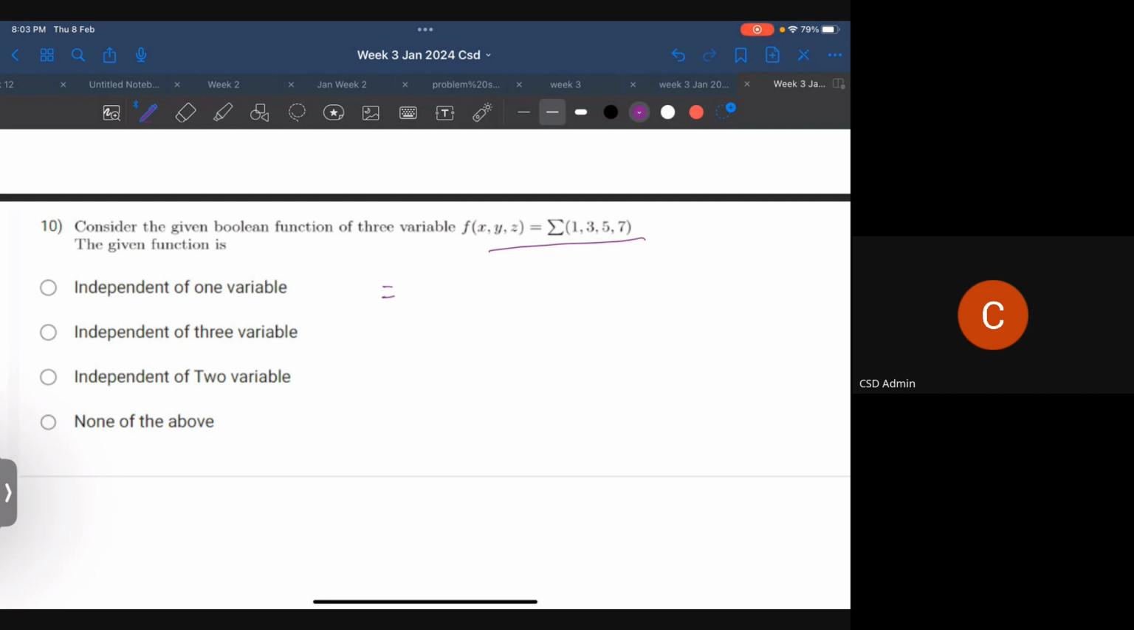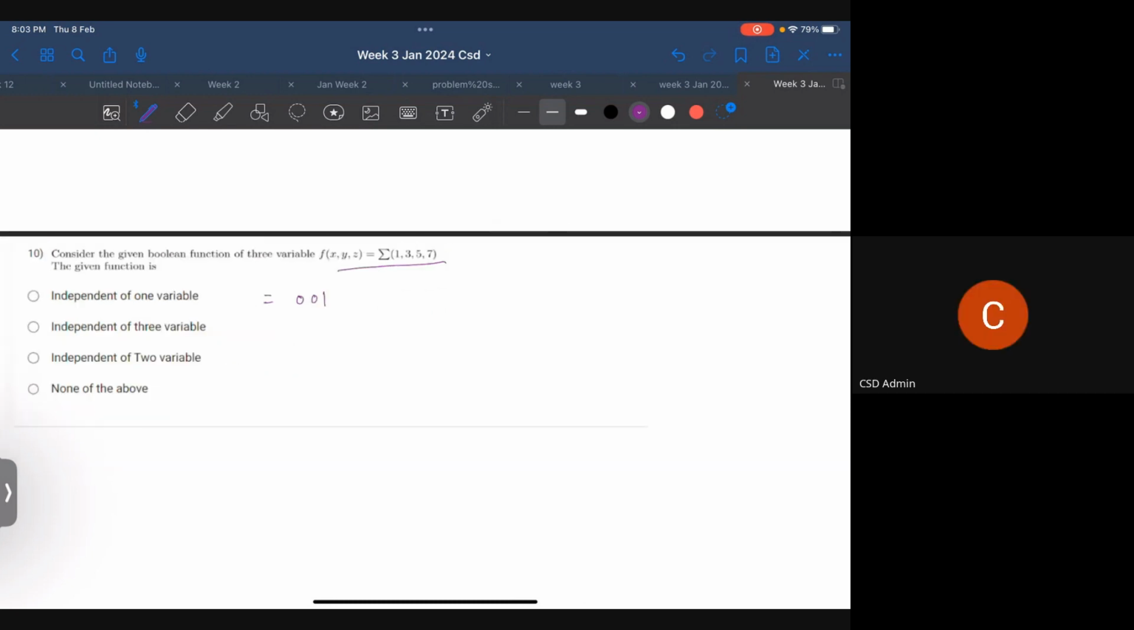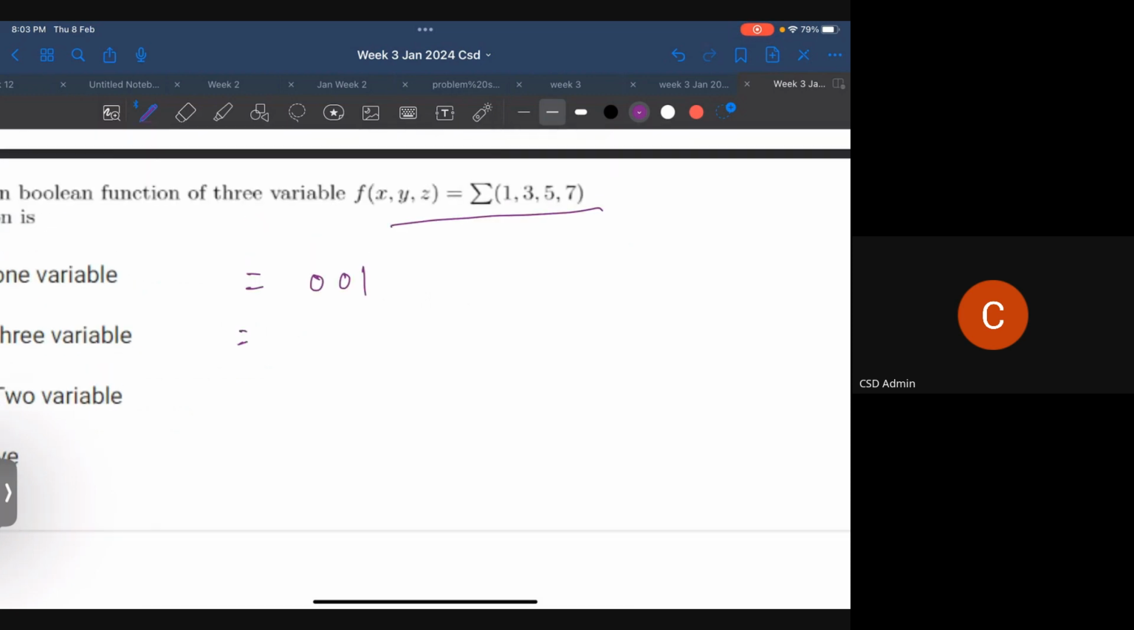So 1 means 0, 0, 1, and if any variable is getting eliminated in simplification, yes, correct. So 001 is x bar y bar z, plus 3 means 0, 1, 1, so x bar y z. 5 means 1, 0, 1, so x y bar z, and 7 means 1, 1, 1, so x y z.